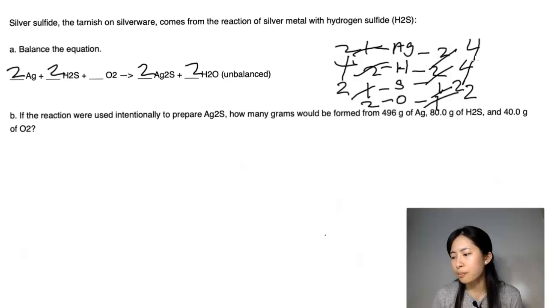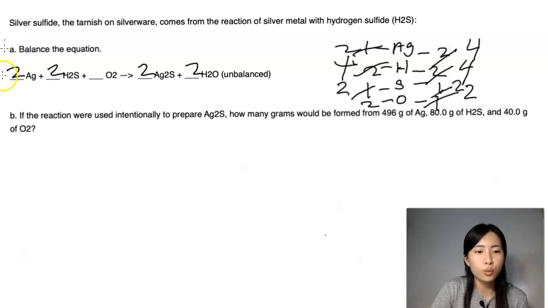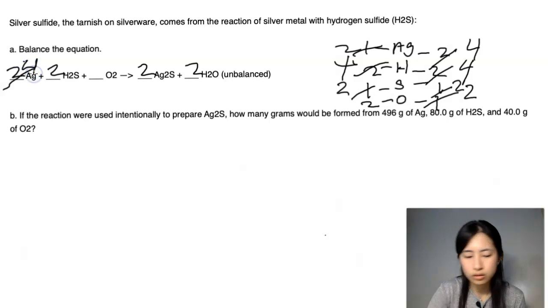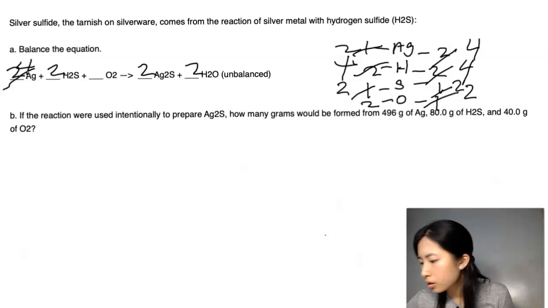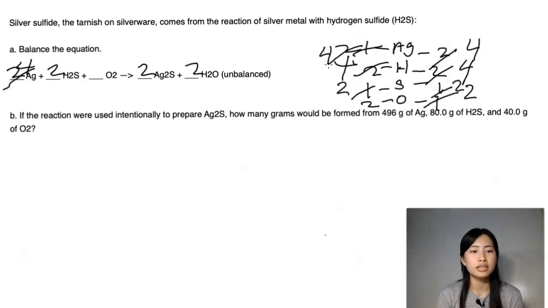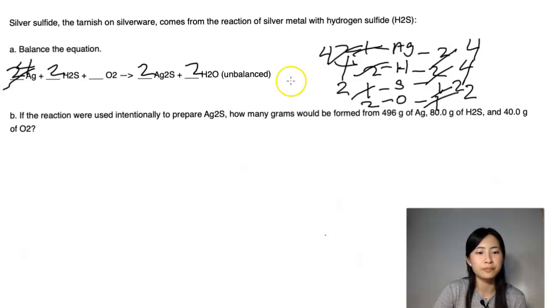So the last step would be to balance silver on the left side. We simply get rid of this 2 and turn this into 4. So now everything is balanced. Therefore, this is your balanced chemical equation for silver sulfide.